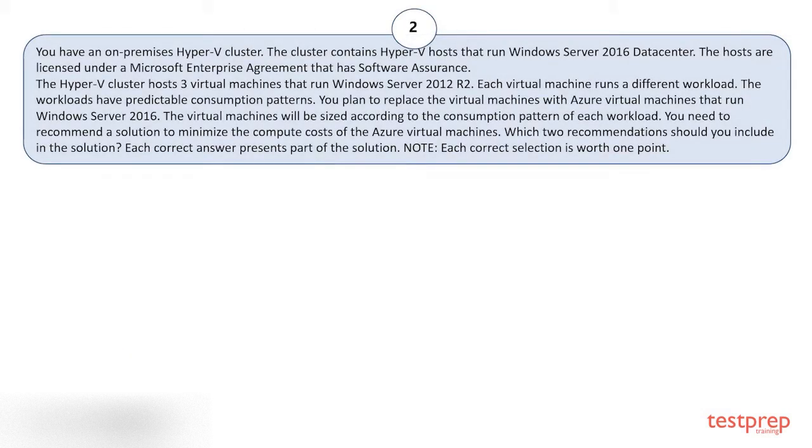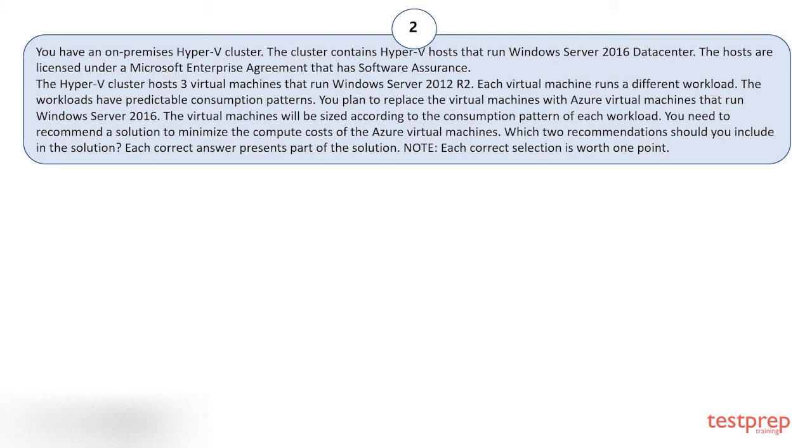Number 2. You have an on-premises Hyper-V cluster. The cluster contains Hyper-V hosts that run Windows Server 2016 Data Center. The hosts are licensed under a Microsoft Enterprise Agreement that has software assurance. The Hyper-V cluster hosts 3 virtual machines that run Windows Server 2012 R2. Each virtual machine runs a different workload. The workloads have predictable consumption patterns. You plan to replace the virtual machines with Azure Virtual Machines that run Windows Server 2016. The virtual machines will be sized according to the consumption pattern of each workload. You need to recommend a solution to minimize the compute costs of the Azure Virtual Machines.